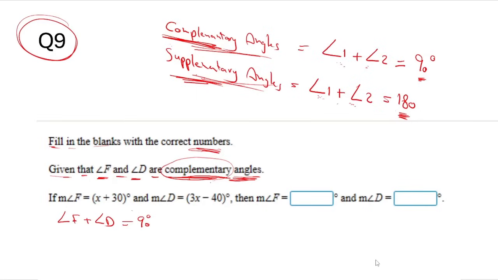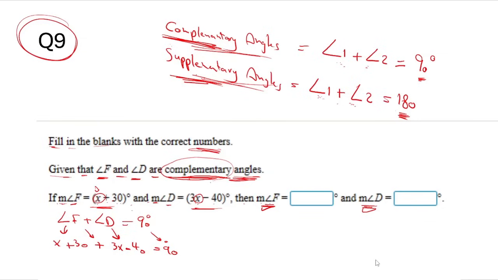Okay, so let's substitute the values here. It's saying that the measurement of angle F is x plus 30, and the measurement of angle D is 3x minus 40. So he needs to know the measurement of angle F and angle D, which means you have to get x. Once you get x, you substitute x again in these two values, and you will get the measurement for angle F and angle D. So let's substitute: angle F, which is x plus 30, plus angle D, which is 3x minus 40, equals 90. Okay?